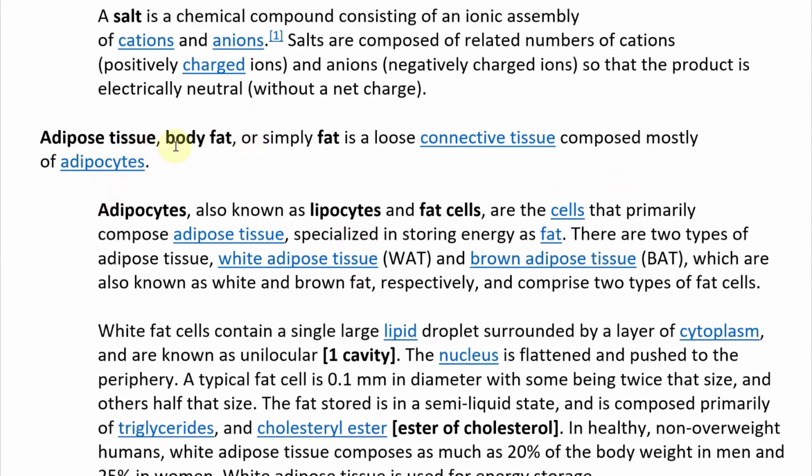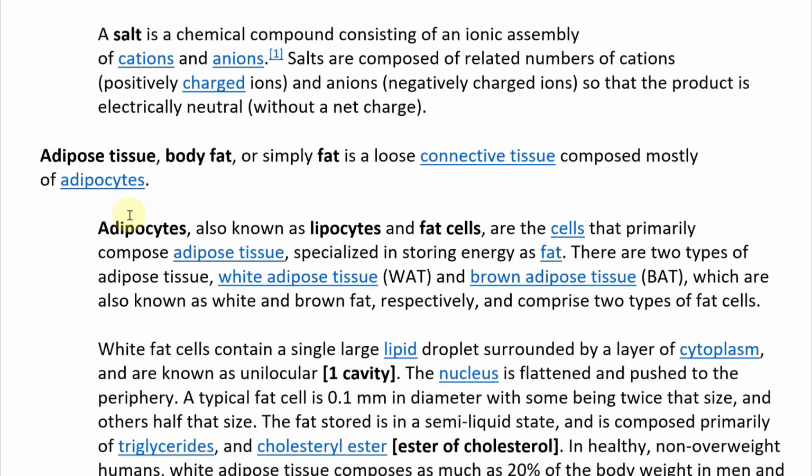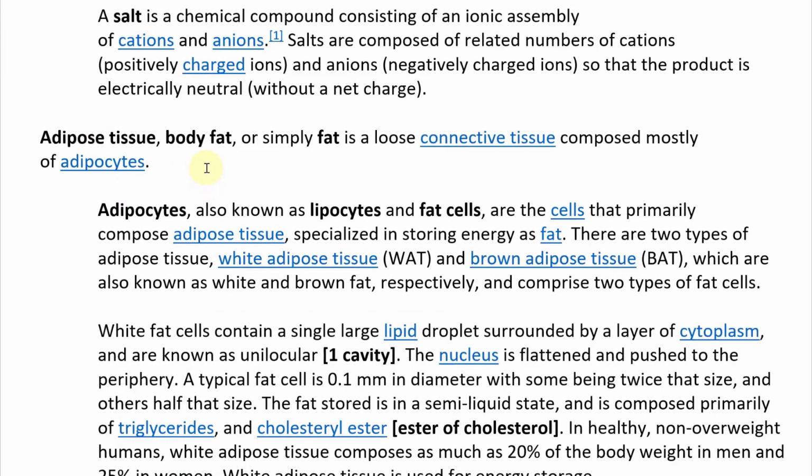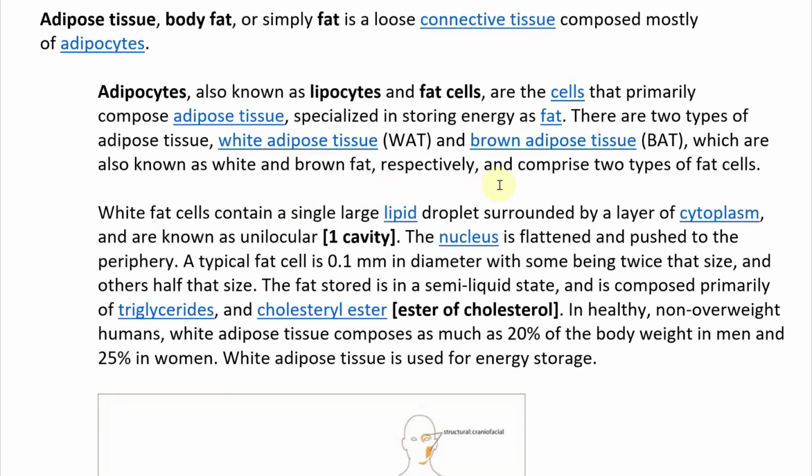All right, now let's look at adipose tissue, or body fat, or simply fat. It's a loose connective tissue composed mostly of adipocytes, and this is going to be used throughout this video, so might as well put it here quickly. Adipocytes, also known as lipocytes and fat cells, are the cells that primarily compose adipose tissue, specializing in storing energy as fat. There are two types of adipose tissue: white adipose tissue, WAT, and brown adipose tissue, BAT, also known as white and brown fat respectively, and they comprise two types of fat cells.